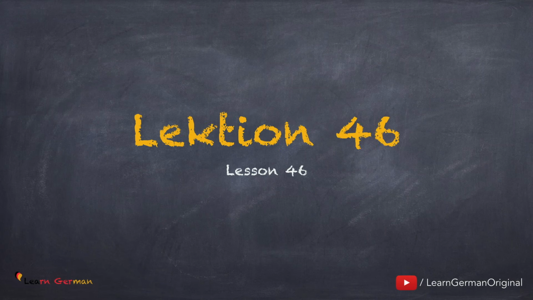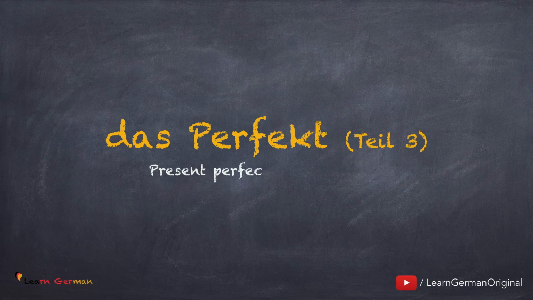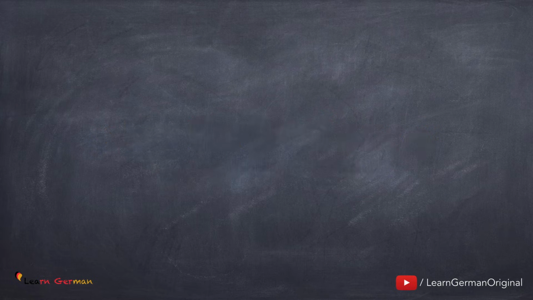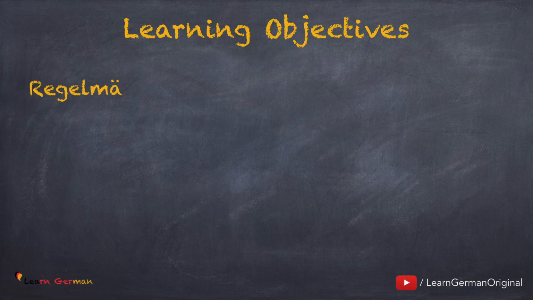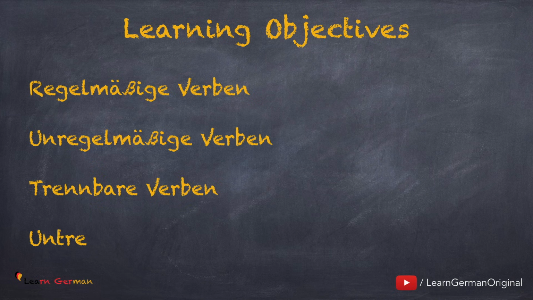Lektion 46. Das Perfekt, Teil 3. Now let's first go through the learning objectives. You'll be learning how to make Partizip II for regelmäßige Verben, for unregelmäßige Verben, for trennbare Verben, and for untrennbare Verben. If you want to revise what all these verbs are, you can go through our videos on the same. The links are given below in the description.